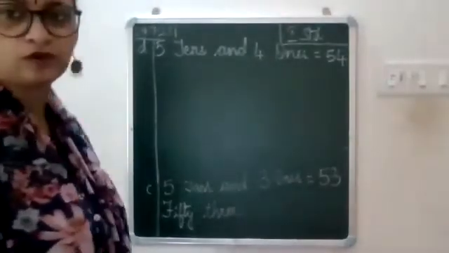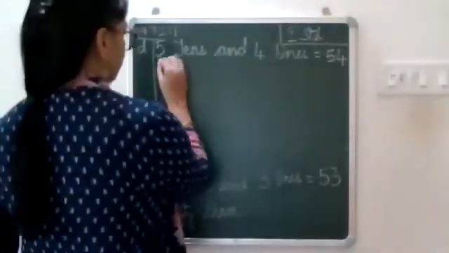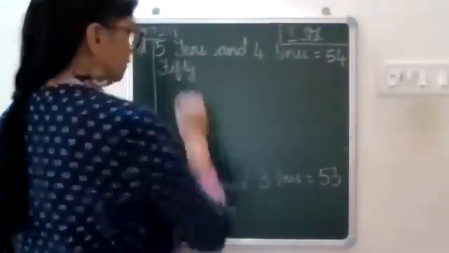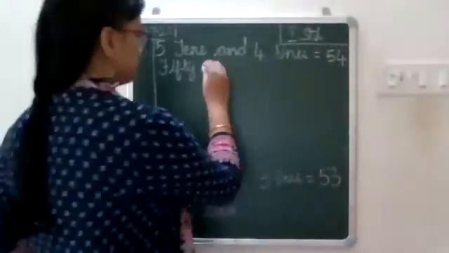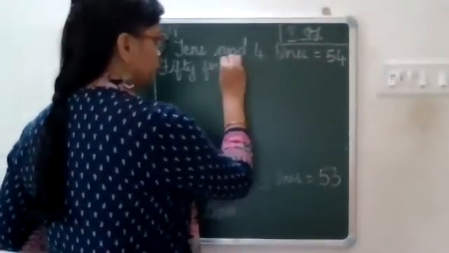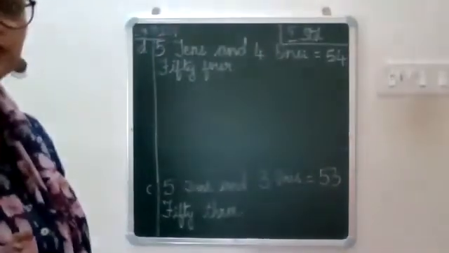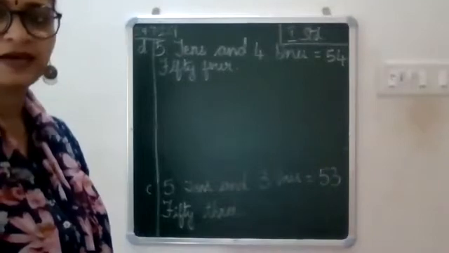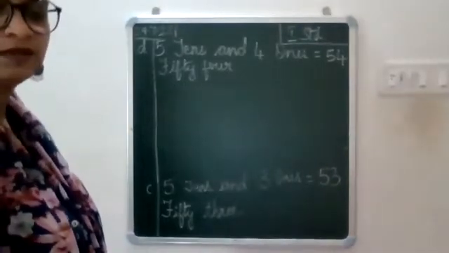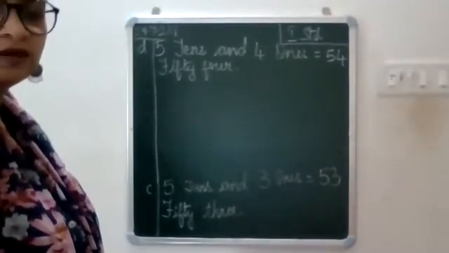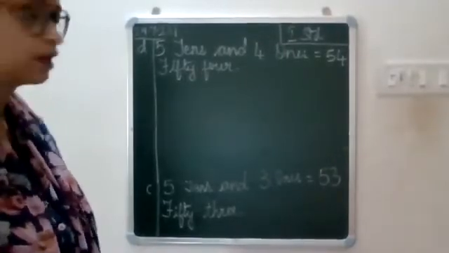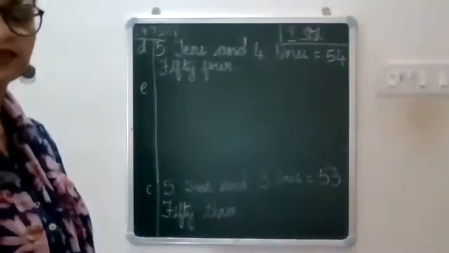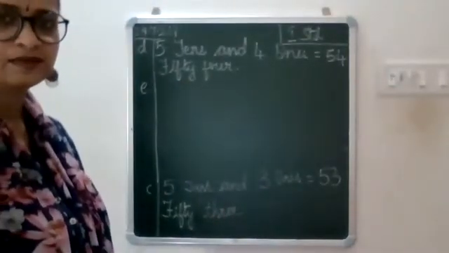Yes, 54. Now leave a line, write down capital FIFTY, 50. Leave a finger space, write down FOUR, 4, 54. Now leave a line, write E in the margin.